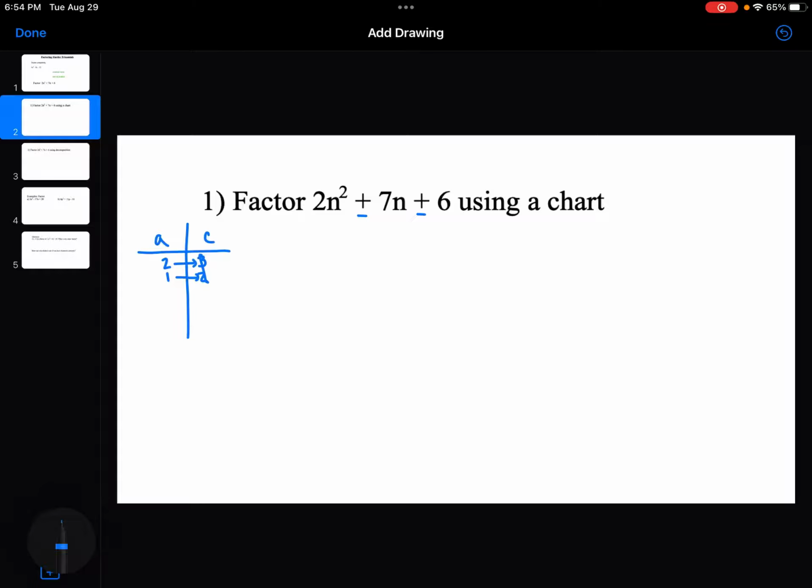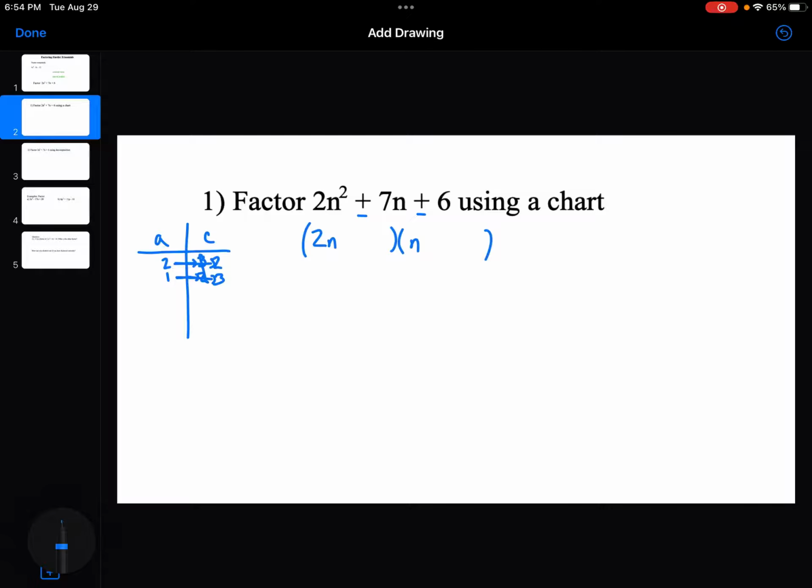Okay, well, what if I switch that, instead of having 3 and 2, I had 2 and 3. Well, I'm going to then go 2 times 2 is 4, plus 1 times 3. 4 plus 3 is going to give me 7. So that's what I need to have. So I know that I'm going to have some sort of combination of 2n, because I need my n still, and n. Then it's either going to be +2 and +3 or +3 and +2.